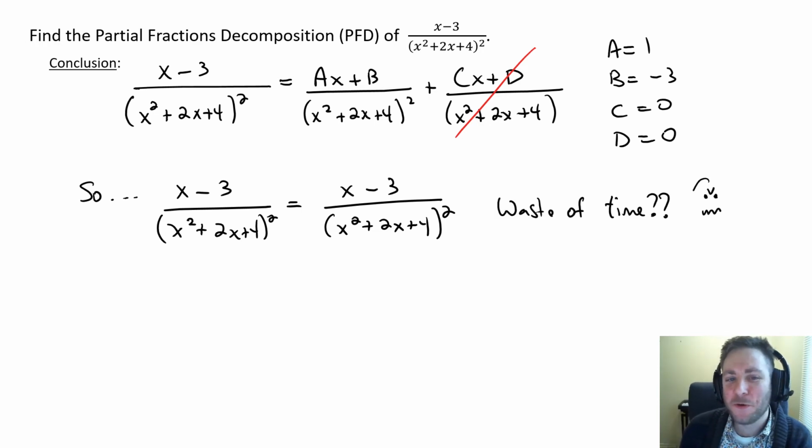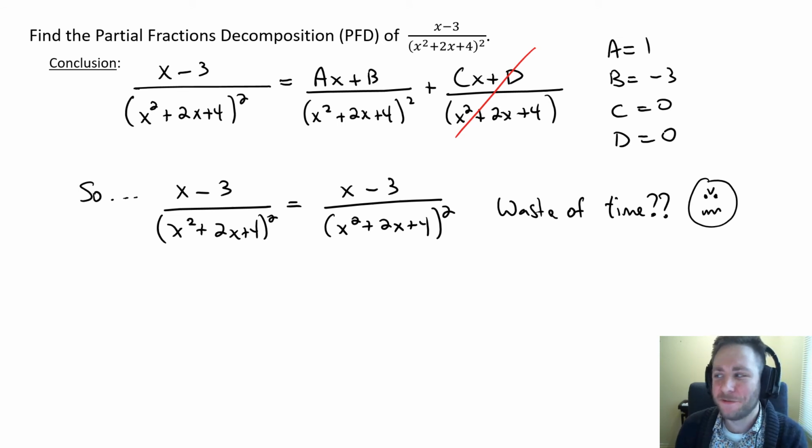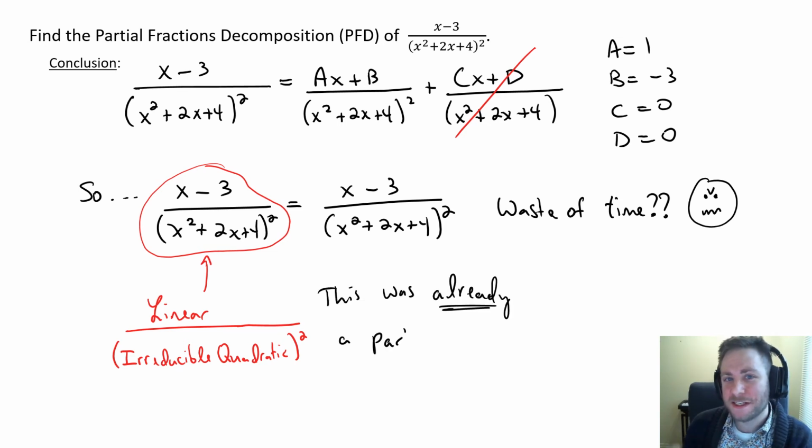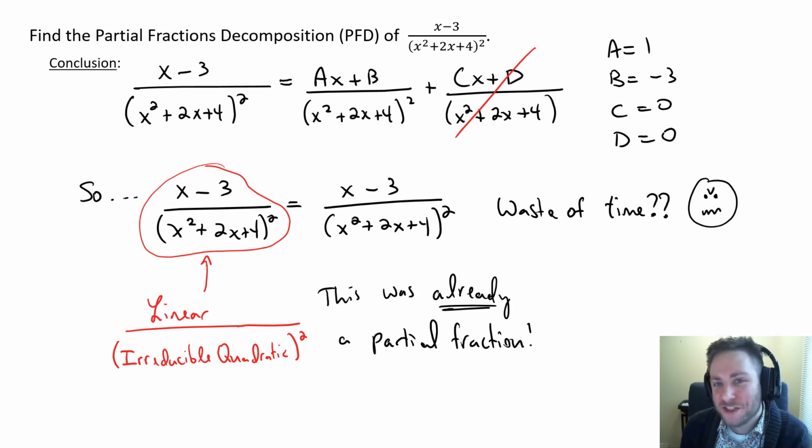So let's think about why this happened so that maybe we can avoid wasting our time in the future. If you look at the function that was given in the question, you'll notice this is of the form linear over irreducible quadratic squared. Does that sound familiar to you? It should sound familiar because this literally already matches the definition of a partial fraction. And if we take a partial fraction and try to decompose it into partial fractions, of course nothing is going to happen.